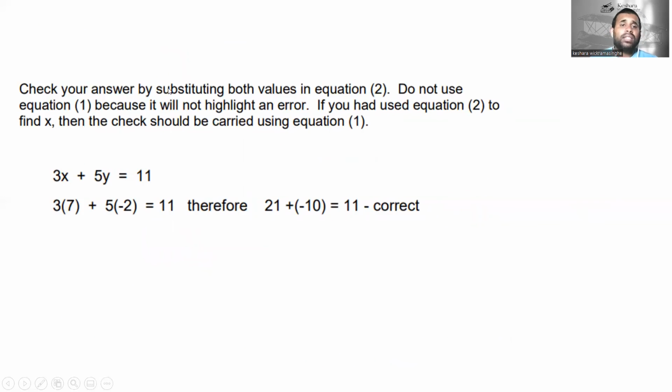All right. Check your answers by substituting both values in equation 2. Do not use equation 1 because it will not highlight an error. If you had used equation 2 to find x, then the check should be carried out using equation 1. All right. 3x plus 5y equal 11. 3 into 7 plus 5 into minus 2 equal 11. Therefore 21 plus minus 10 equal 11. Correct. So the answers are correct.